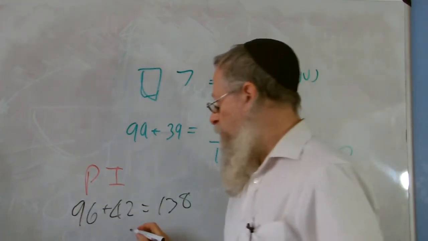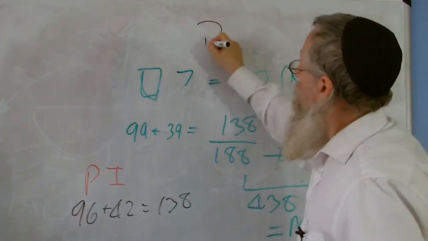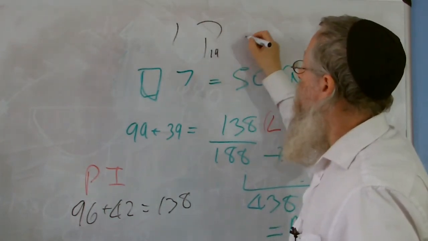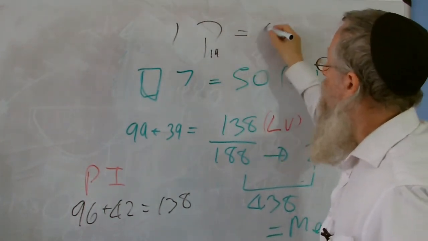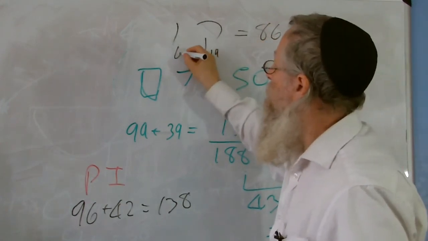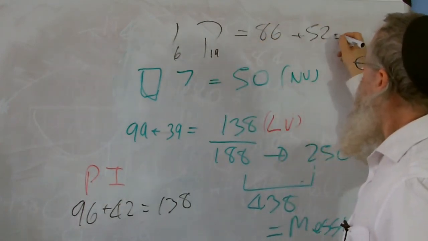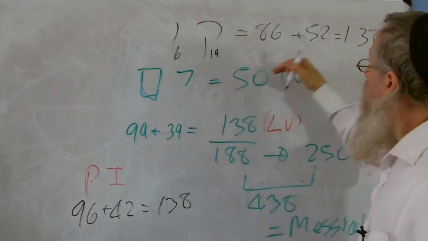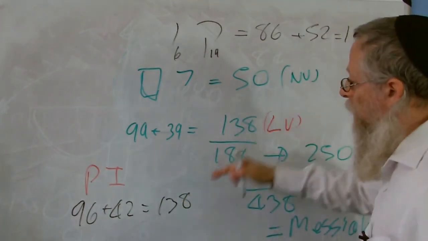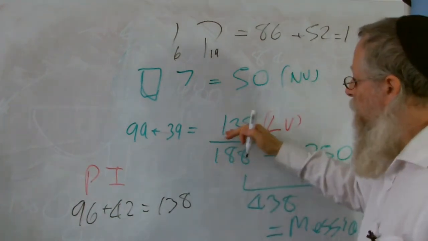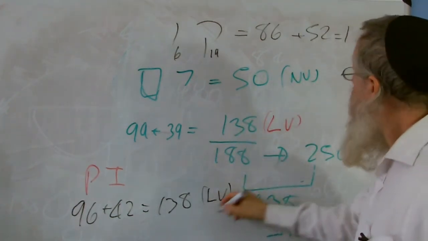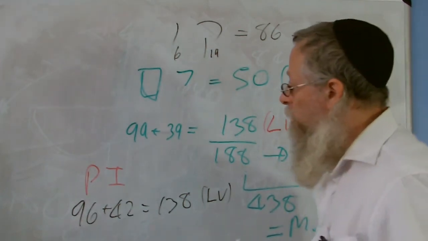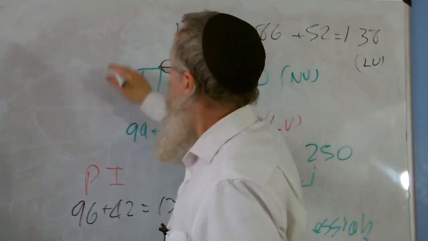And now let's do it in Hebrew. Kav. Kuf is 19, and 19 is 86. Vav is 6, 6 is 52, I get 138. So I get both Kav and pi, and yam, all using the large values, all equal 138. And what was 138 in my last lecture?